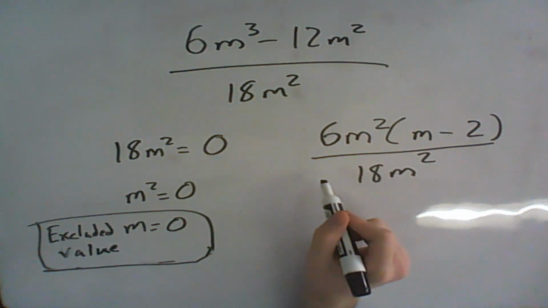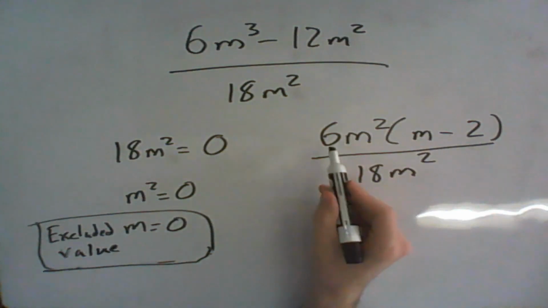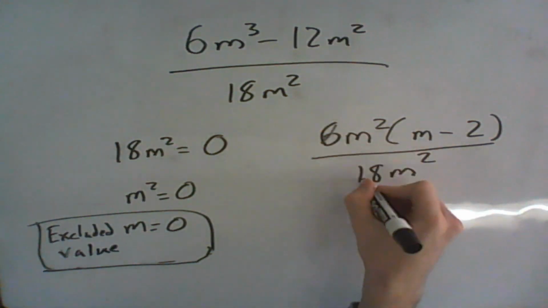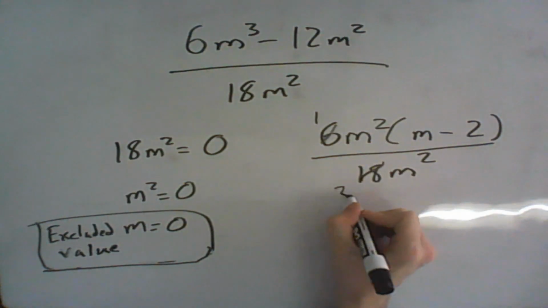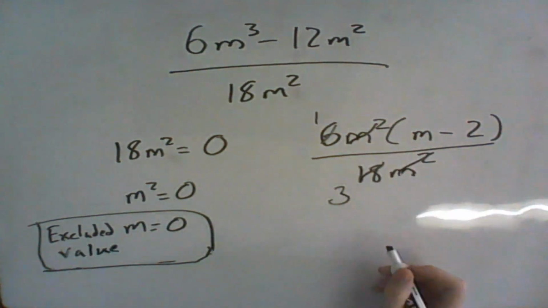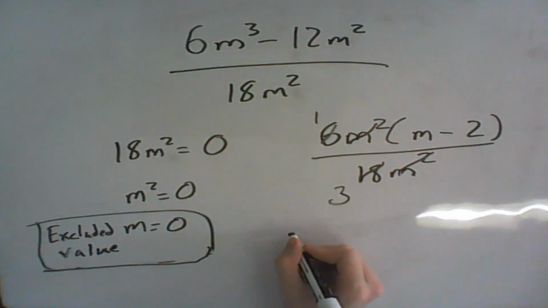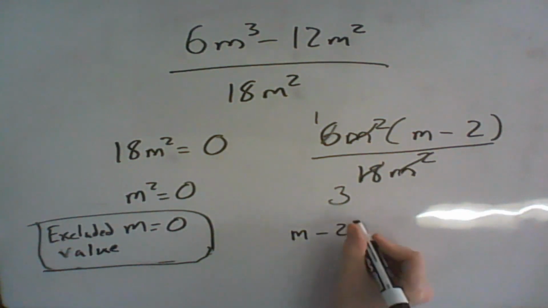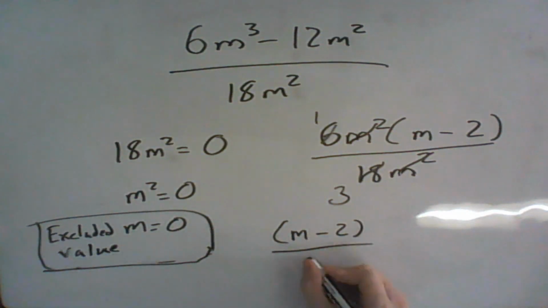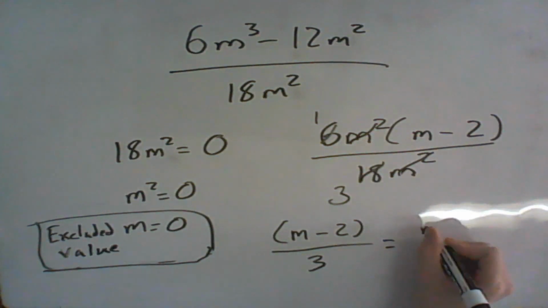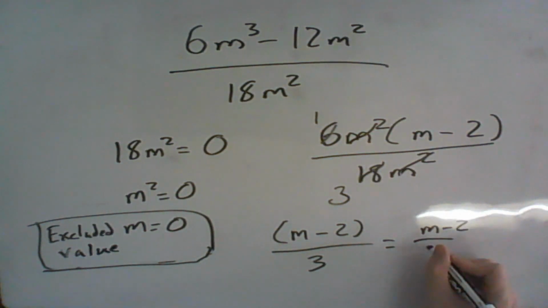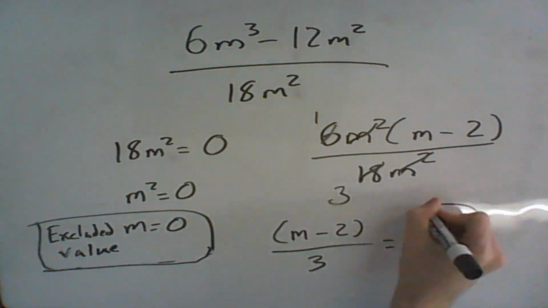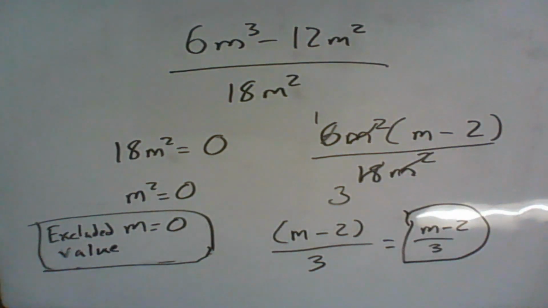It's sort of. Yeah. Okay, so 6 and 18, that cancels to be 1 over 3. M squared and m squared cancel. So we get m minus 2 in parentheses over 3. Or m minus 2 over 3. And that would be our solution right there. Okay? So, it is a process. Simplifying is a process.